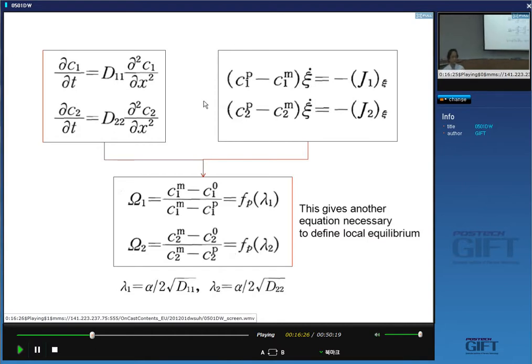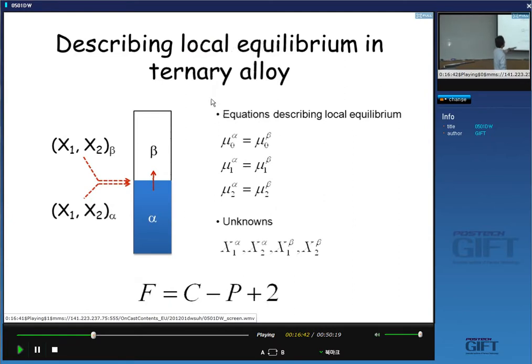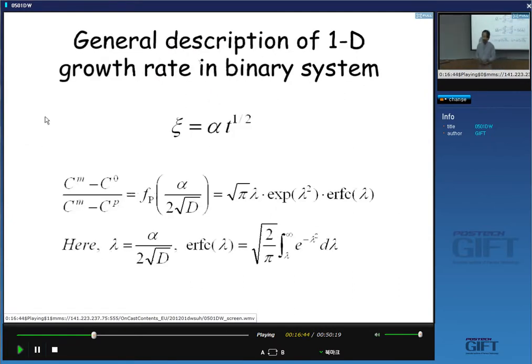Everyone, is it okay so far? Here, lambda 1 is, as we defined in the binary system, given by this one. So lambda 1 is alpha divided by 2 square root D11, and lambda 2 will be alpha divided by 2 square root D22.